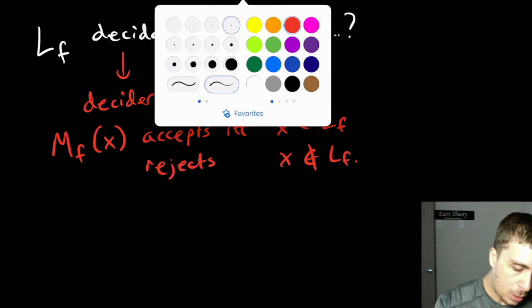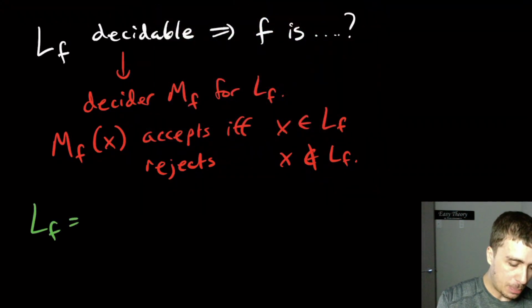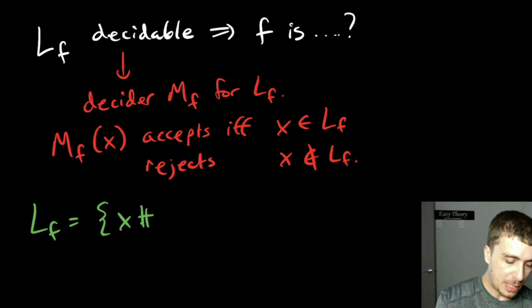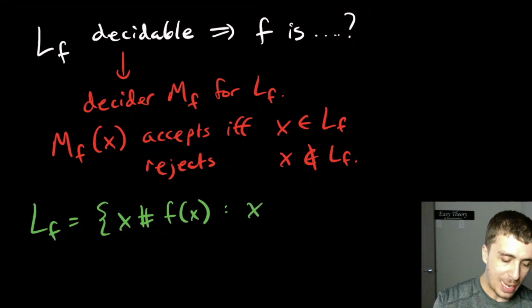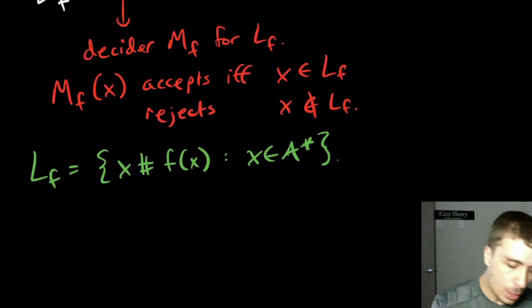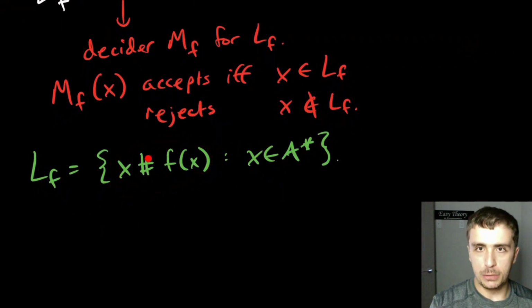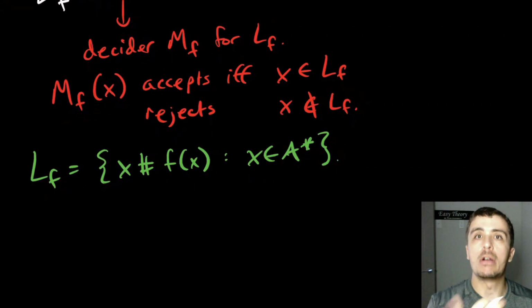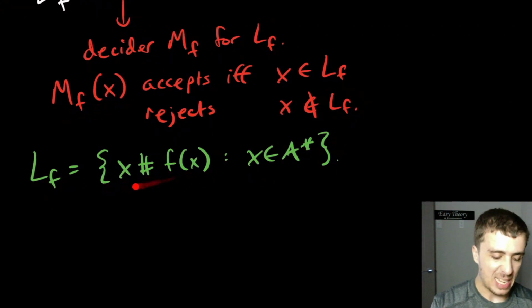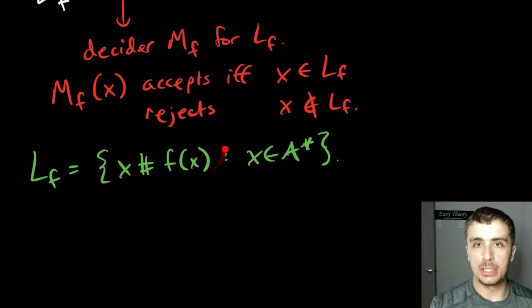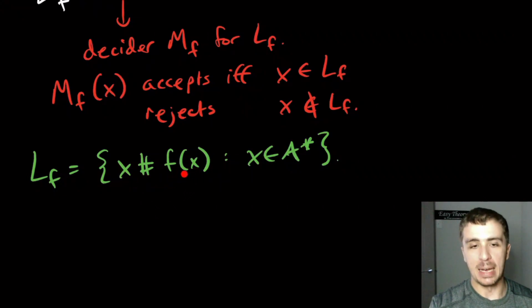So let's recall what L sub f is. L sub f is something that looks like x pound sign f of x, where x is just some arbitrary string in A star. Given a string of this form, this machine supposedly will figure out whether or not it's actually in here. So if we have a string, it can figure out whether it's of this form, whether it's some string followed by the f thing for it.